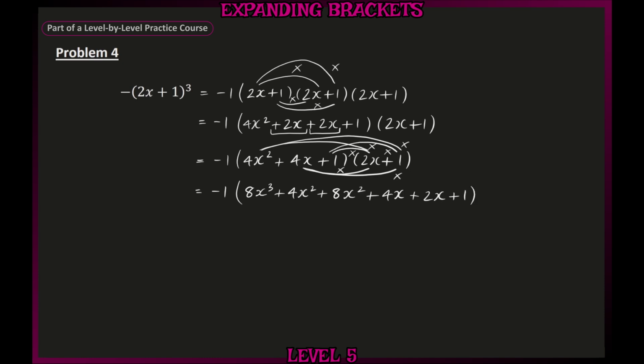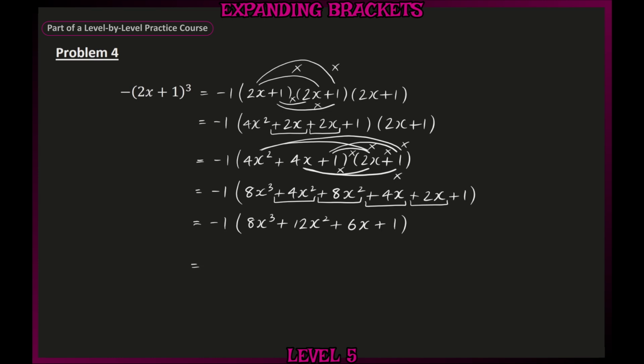We can now simplify what's in this bracket. So again, just leave the minus 1 where it is. And in the bracket, we have 8x cubed. The 4x squared and the plus 8x squared are like terms, so we can collect those together to give us plus 12x squared. The plus 4x and the plus 2x are also like terms, so if we combine those, we get plus 6x, and we have a plus 1 at the end. Now that we've expanded and simplified those three brackets, we can deal with the minus 1 at the front.